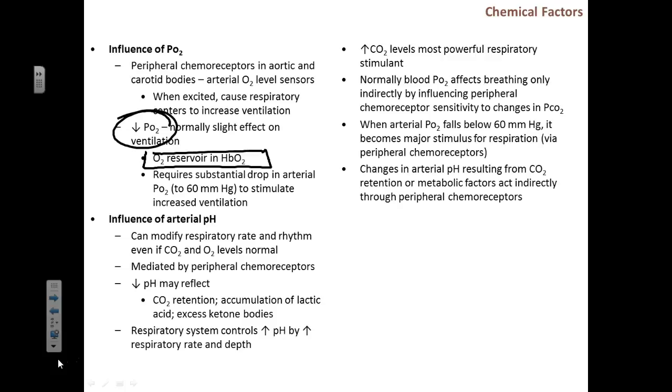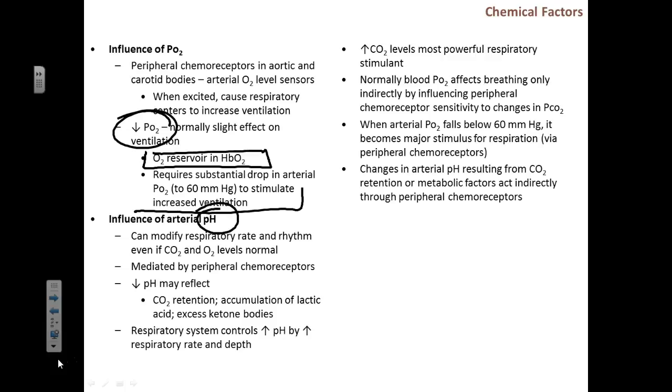You have a ton of it. So to stimulate ventilation, you have to get a really big drop in the arterial oxygen to increase ventilation. Is that clear? First and foremost, CO2.